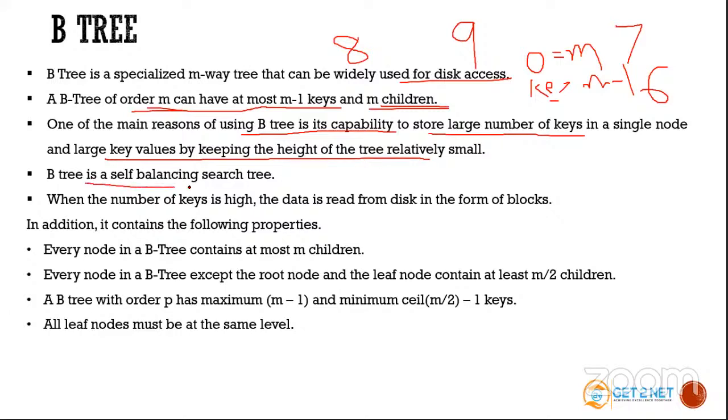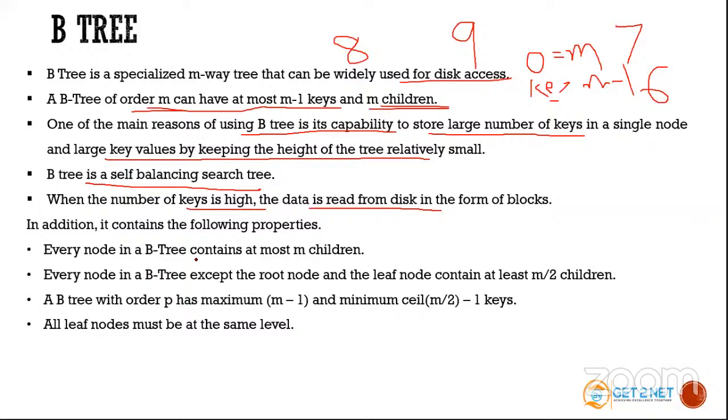B tree is a self-balancing search tree. It can balance itself. When the number of keys is high, the data is read from disk in the form of blocks. In addition, it contains the following properties. Let's see the properties. This is very important. Please, guys, note down these properties. That will help you in the further MCQs.